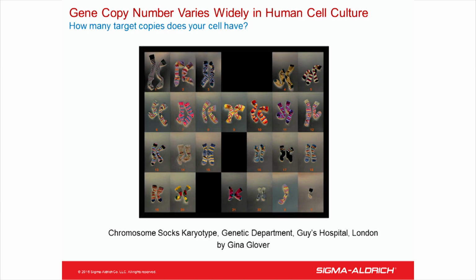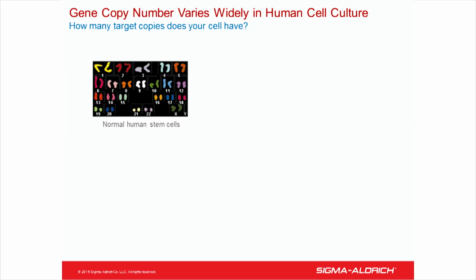So those are actually socks. This is at Guy's Hospital in London. They have a big piece of art up where they've taken a karyotype. They just took some striped socks and stuck them together. So anyway, they do look like socks when you look at these SKY karyotypes. They look like this. This is what normal human cells look like. You should think about this when you're doing gene targeting: how many copies your cell has.